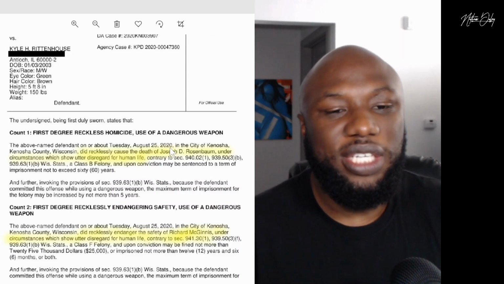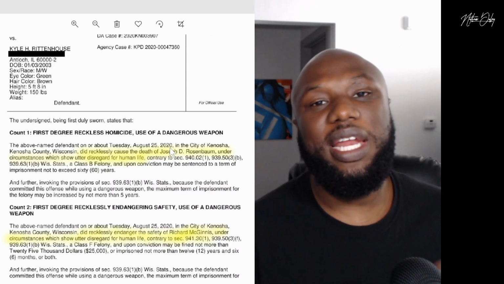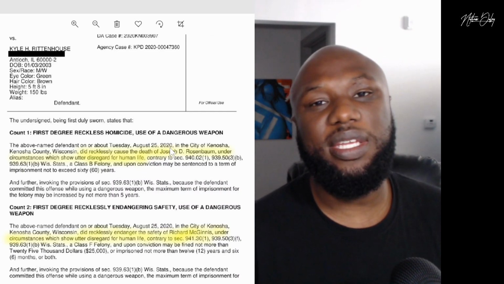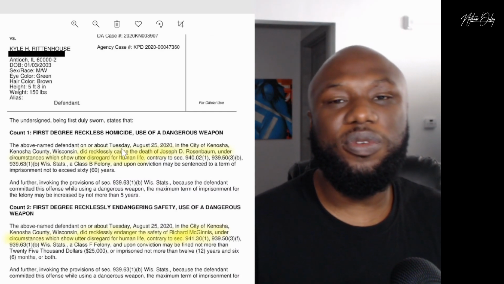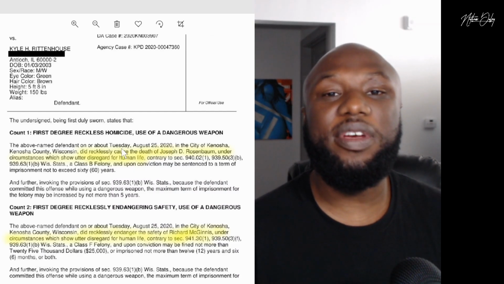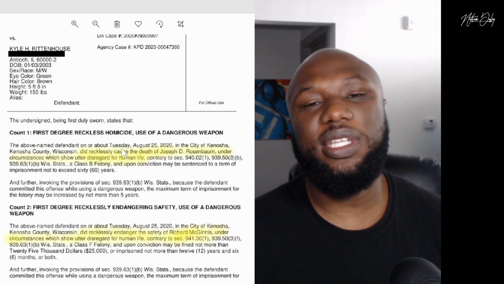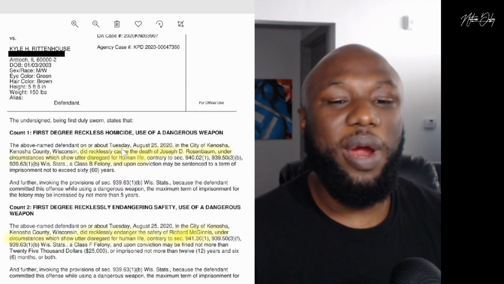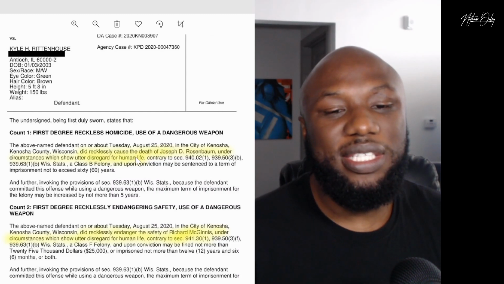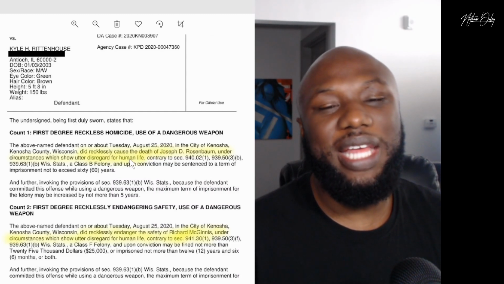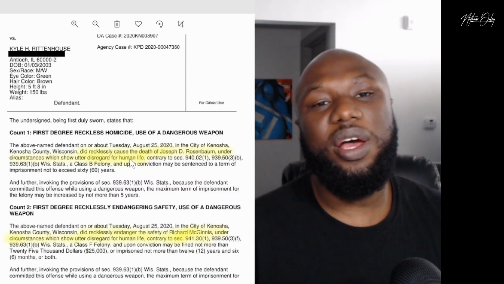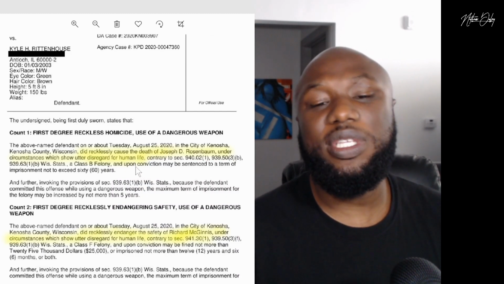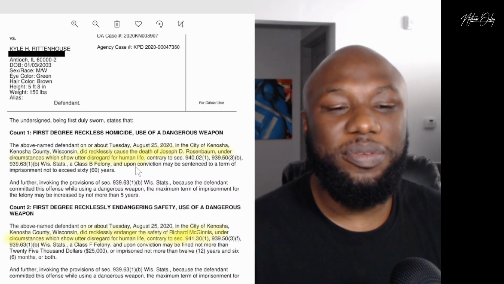Now, this code section is interesting because it's reckless homicide. I think this is a more appropriate charge, in my opinion, because it speaks to reckless behavior that caused the death of another person. This is different than a flat out murder charge, right? What it's saying is the person recklessly caused a death, meaning the person's actions were irresponsible, and due to that irresponsibility, a person died.